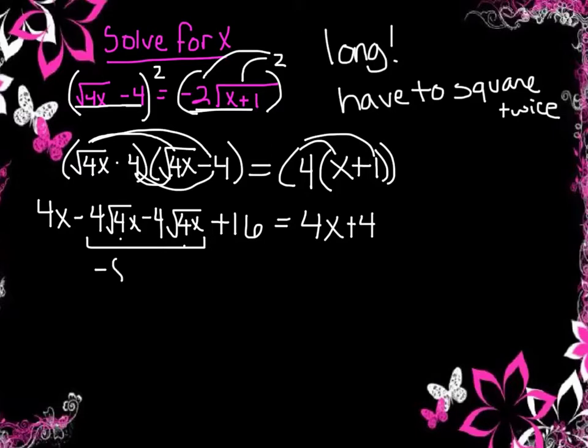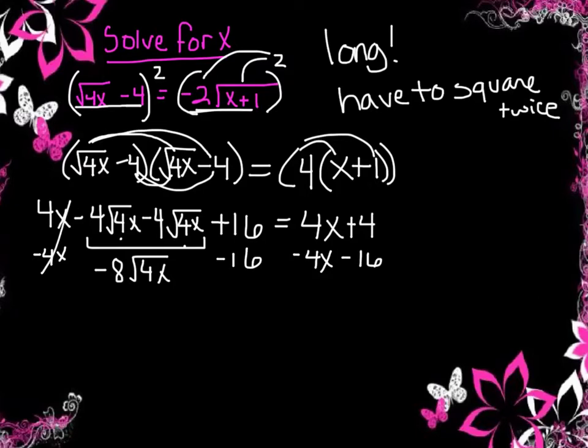So I'm going to put these two together. I have negative 8 square root of 4x. And I'm going to take away 4x from both sides. Minus 4x, minus 4x. And I'm going to take away 16 from both sides. Minus 16, minus 16. So now these go away. These actually also go away. I have negative 8 square root of 4x equals, and 4 minus 16 is negative 12. So now I'm going to divide both sides by the negative 8.